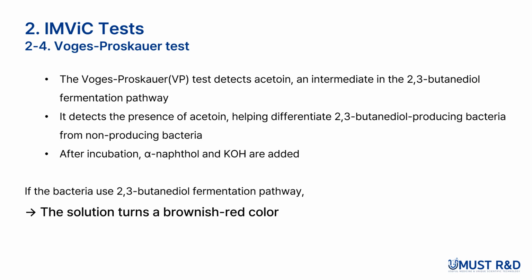The Voges-Proskauer test detects acetoin, an intermediate in the 2,3-butanediol fermentation pathway. Some bacteria ferment glucose using the butanediol pathway, producing acetoin as an intermediate. After incubation, alpha-naphthol and potassium hydroxide are added. If the bacteria utilize the 2,3-butanediol fermentation pathway, acetoin is oxidized into diacetyl, which then reacts with compounds in the medium, resulting in a brownish red color. If no acetoin is present, no color change occurs.